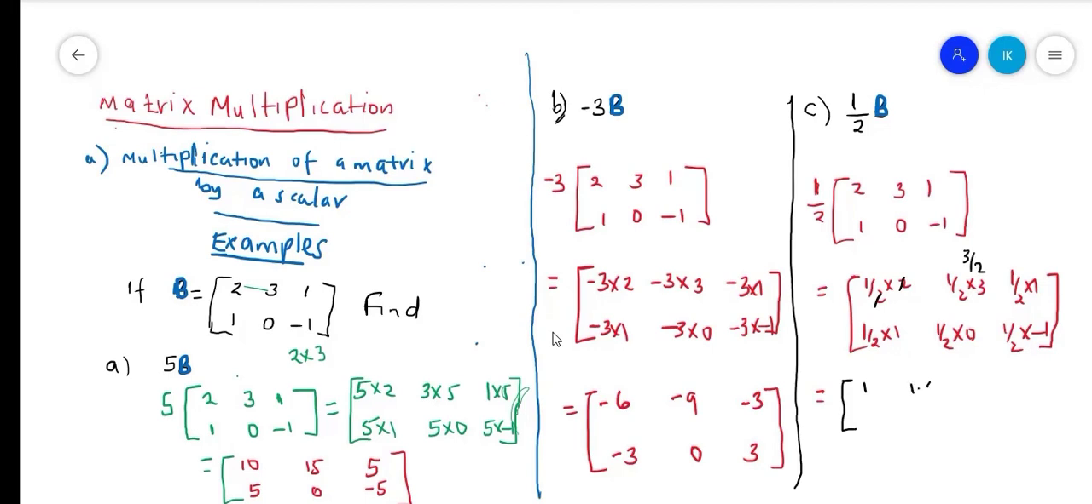which is 1.5. A half multiplied by 1 is a half, which is 0.5. A half multiplied by 1 is also 0.5. A half multiplied by 0 is 0, and a half multiplied by negative 1 is negative a half, and negative a half is the same as negative 0.5.